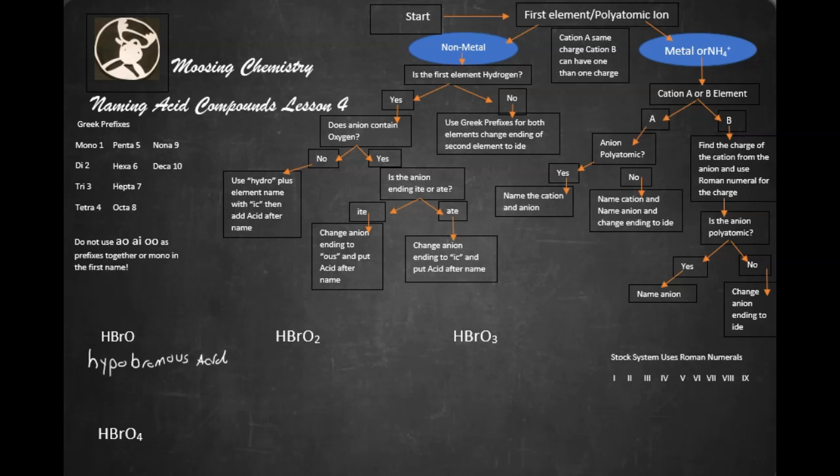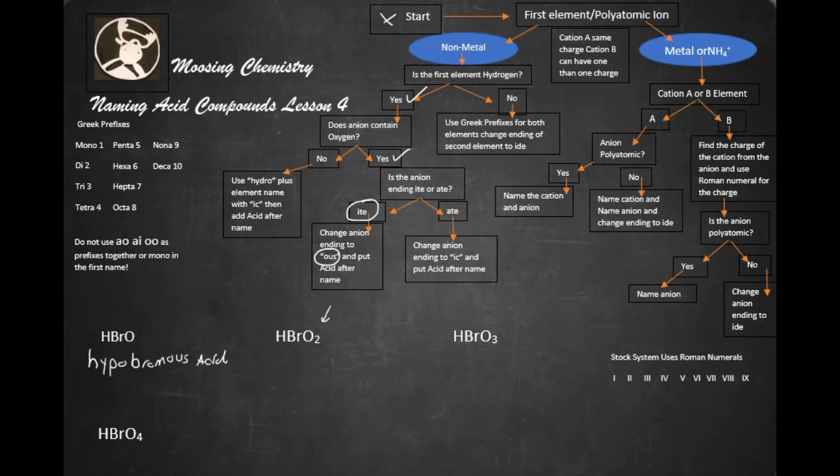Okay, here we go. So now this one has a 2, right? So we start here. First element nonmetal, it sure is. Is it hydrogen? Absolutely. Does the anion contain oxygen? It sure does. Yes, it does. So this is still the lower form because look, we got an O3 and O4. So this is going to be an ITE version, so that means we're going to use OUS on the end.